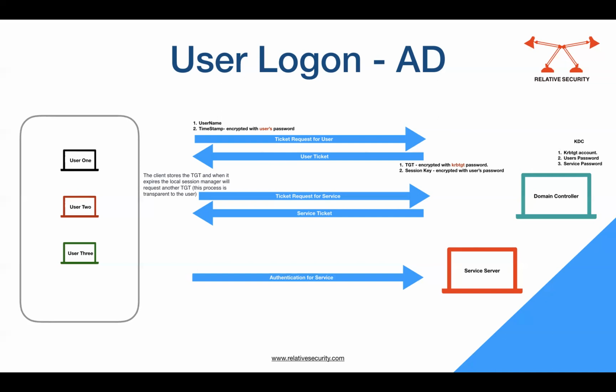Now, if the user on the workstation has entered the right password, that means the right long-term key was generated and the timestamp was encrypted with the right long-term key. If the domain controller is able to decrypt the timestamp with the long-term key, that means the user entered the right password. If the user did not enter the right password, the domain controller will not be able to decrypt using the long-term key. That means the user has not entered the right password, the request will be rejected, and the request will be sent back to the user with a login failure.